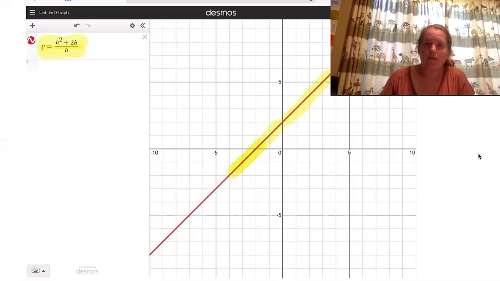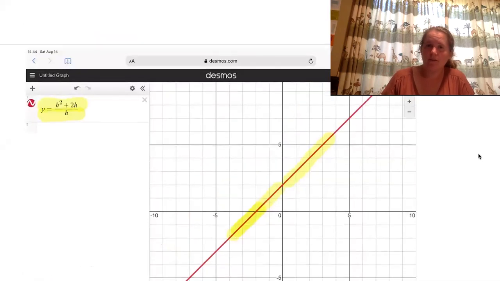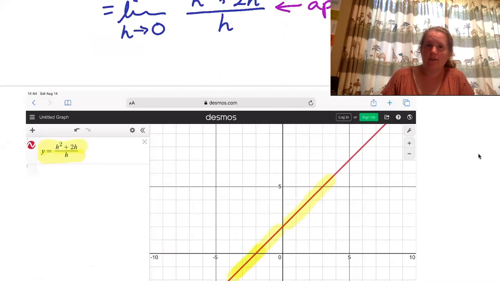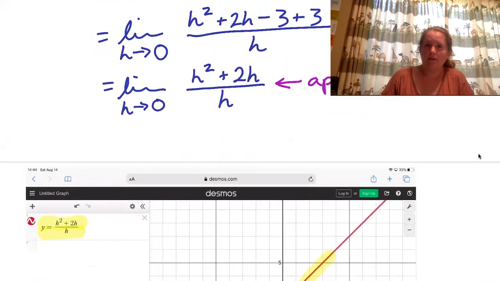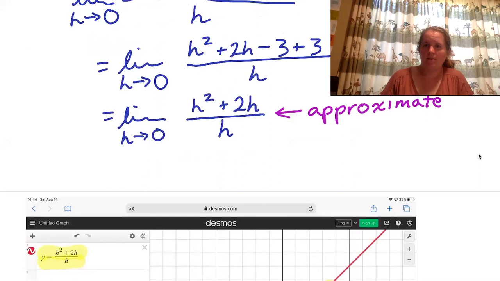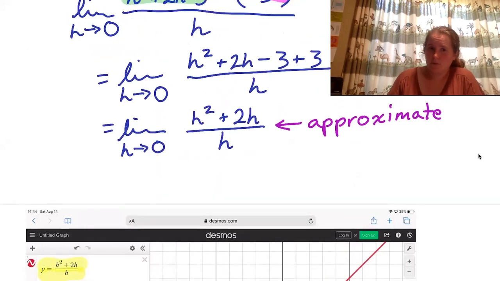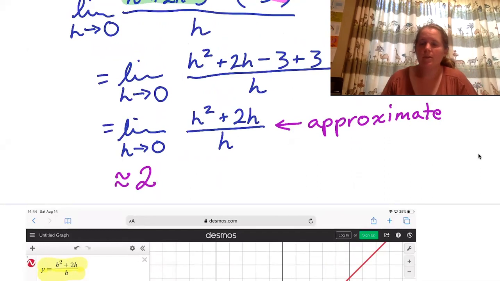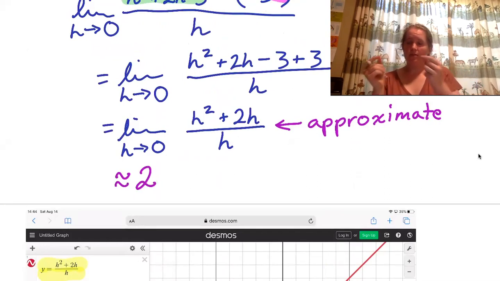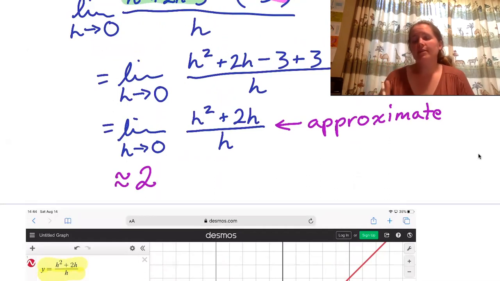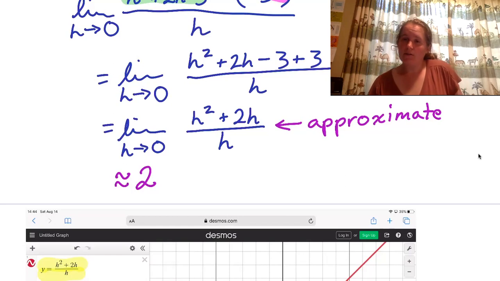So here's that graph we had. Again, it looks like we are approaching, as h goes to 0, the y value is approaching 2. So we can say that the limit of our difference quotient is approximately 2. So as our 2 points on the function f get closer and closer together, that slope of the secant line seems to be going to a slope of 2.